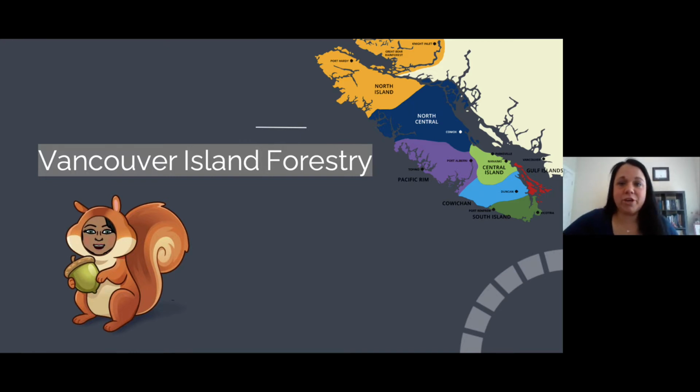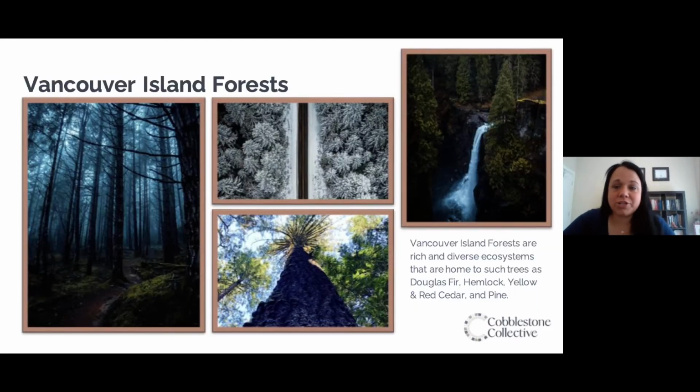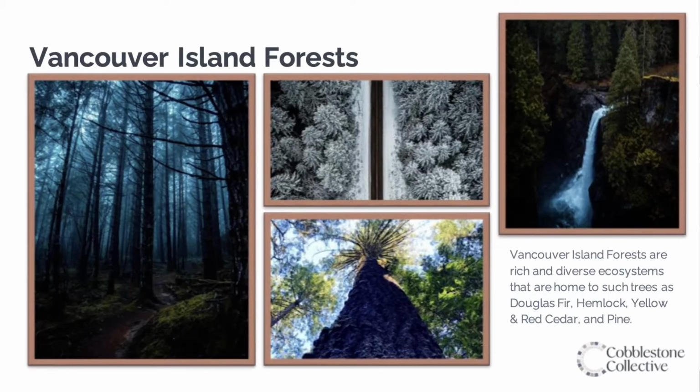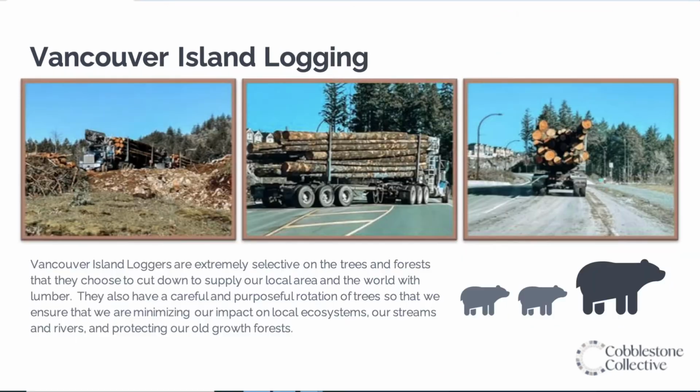So first of all, Vancouver Island forests. They are rich, they are diverse. Our most common trees that we log here are the Douglas fir, the hemlock, and the red and yellow cedar. So these are some local forests just around me. This one here in the bottom center is a Douglas fir, the one above it taken by a drone. But you can see really quickly with our trees, we have lots of different elevations and waterfalls and boardwalks. And these are all right here taken on the island, which is really neat.